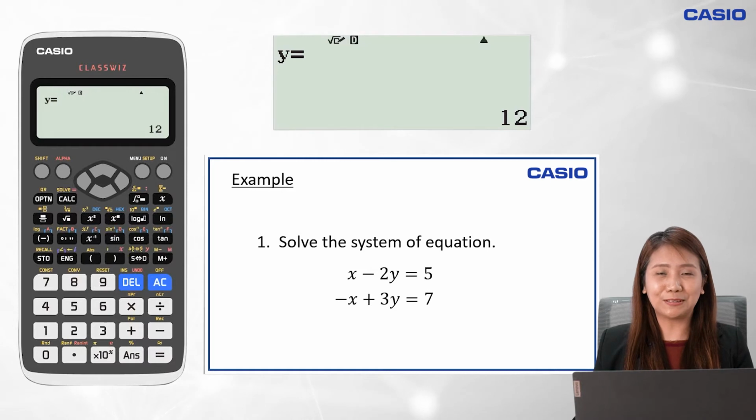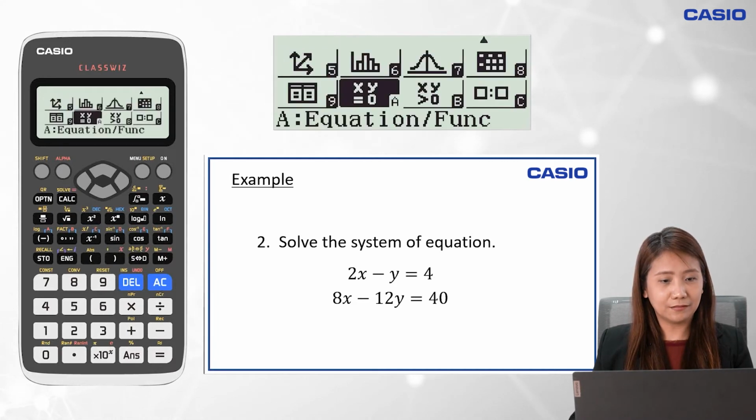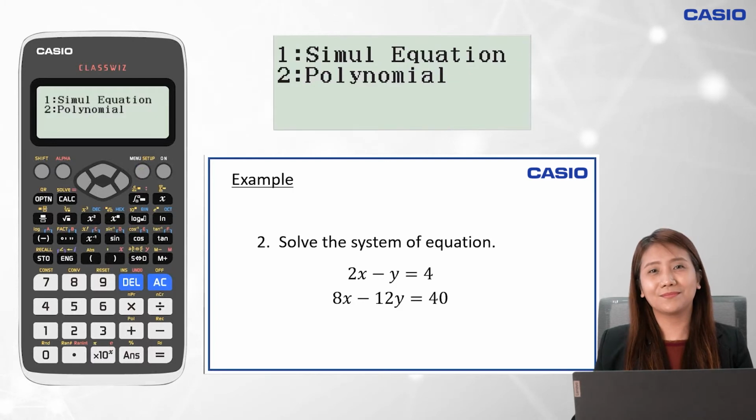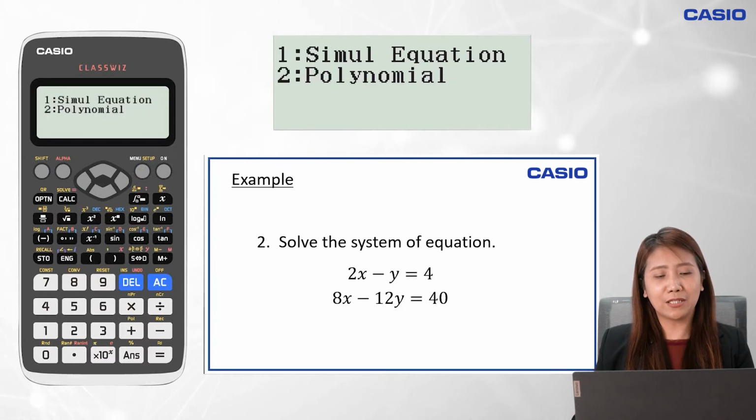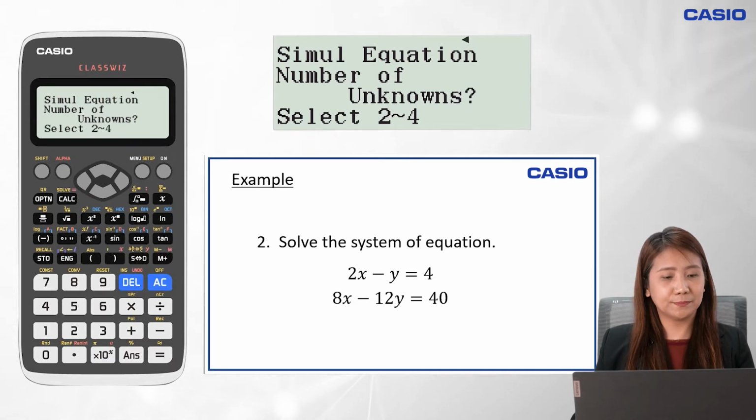Let's have another example. This time, let's solve the system of equations 2x minus y equals 4 and 8x minus 12y equals 40. First, let's go to Menu A, Equation Function Mode, and to go there, let's press Menu followed by the negative sign. Press 1 for simultaneous equation, and press 2 for the number of unknowns since there are two unknown variables in the given system.